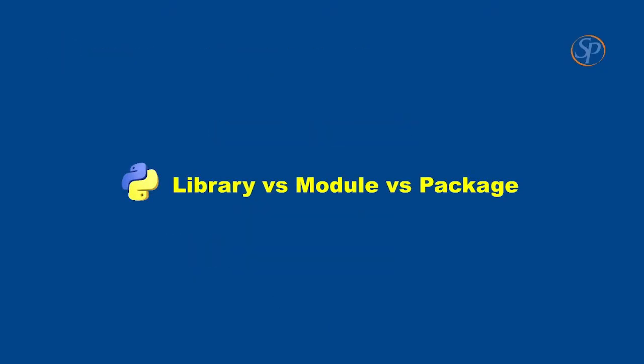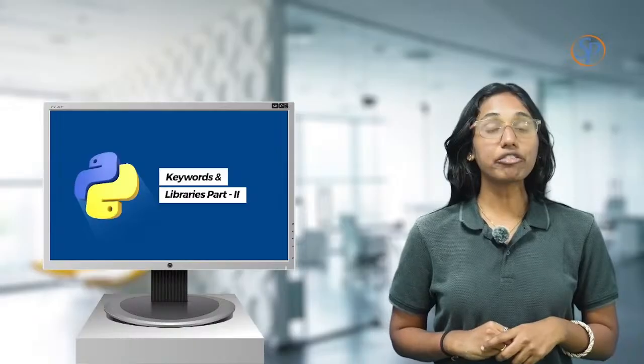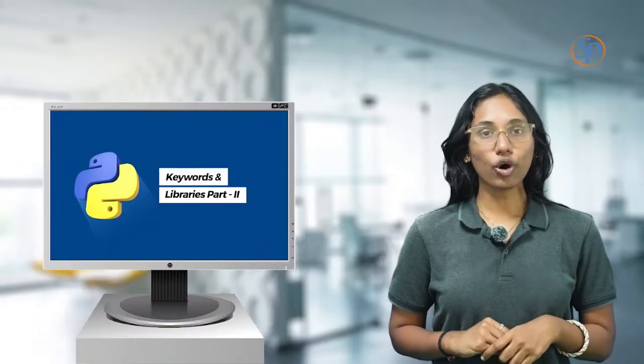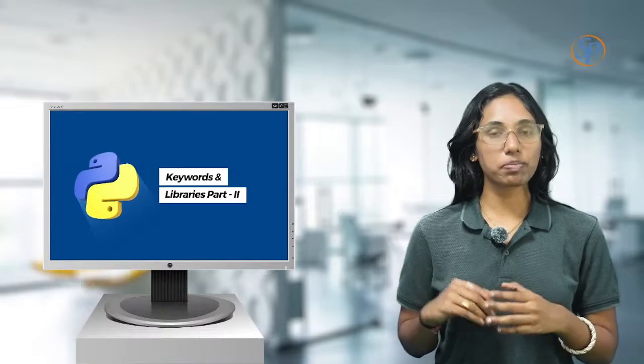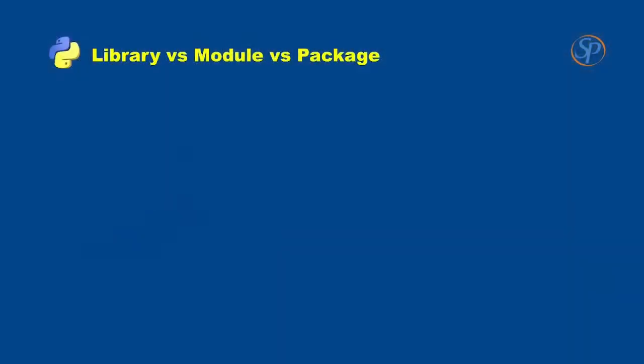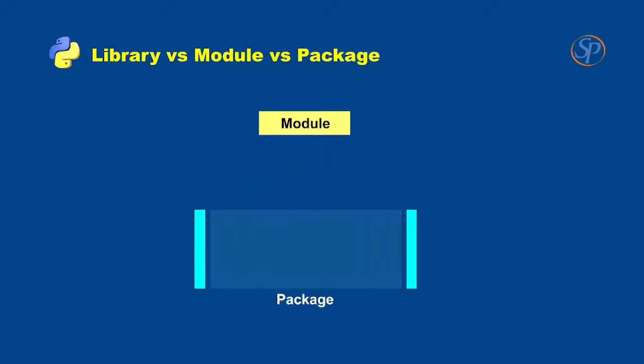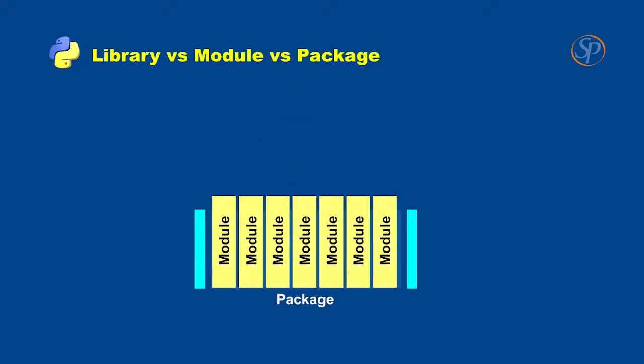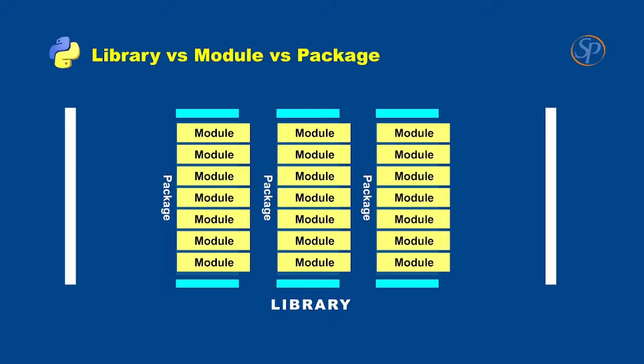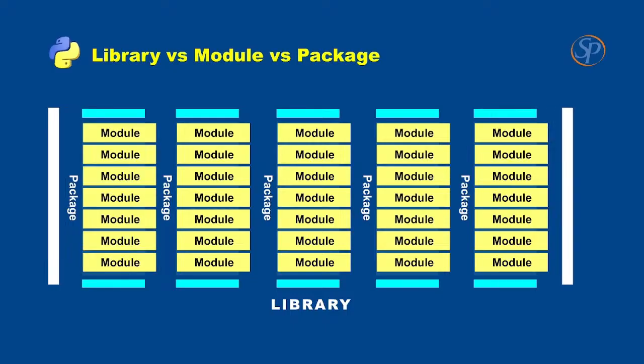Library versus module versus package. These terms confuse many beginners. So, here is the simplest explanation ever. Module: a single .py file with code. Example: math.py. Package: a folder containing multiple modules, like NumPy or Pandas. Library: a collection of related packages or modules.